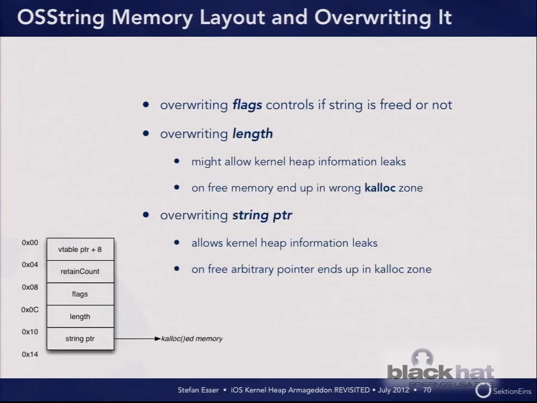So let's look at a different object. You have the OS string object, and this has some more properties, so you can do more. For example, when you overwrite the flex field, you can control whether, on the destruction of this object, the kernel tries to free the string or not. So again, you can do these attacks like returning this into the wrong kalloc zone and so on.